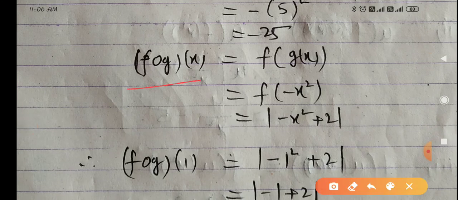fog(x) means f of g(x). Now the value of g(x) you put. The value of g(x) is -x². Now in function f(x), in place of x, -x² you put. f(x) is |x| + 2. Now in place of x, -x² you will put. So |-x²| + 2 you can see.